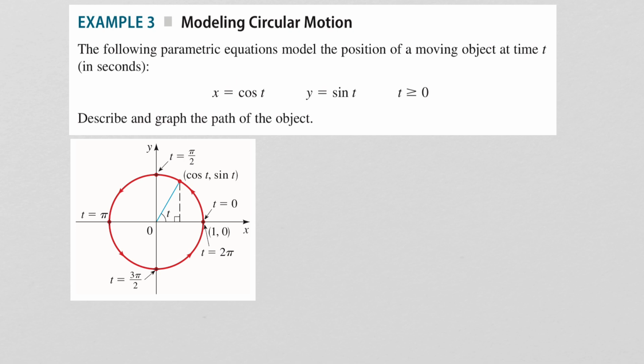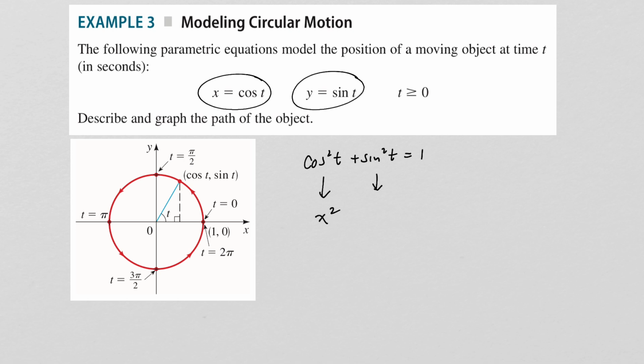Because we know that cosine squared of t plus sine squared of t is always equal to 1, and if x is cosine of t, then cosine squared would just be x squared, and if y is sine of t, sine squared would be y squared, you can see quite easily that x squared plus y squared equals 1 is the rectangular equation that describes these parametric equations. And we know that this is a unit circle.